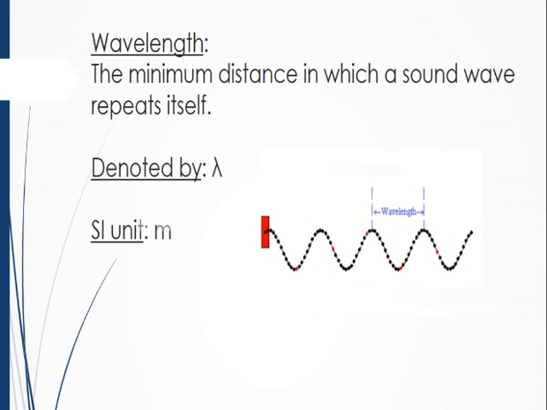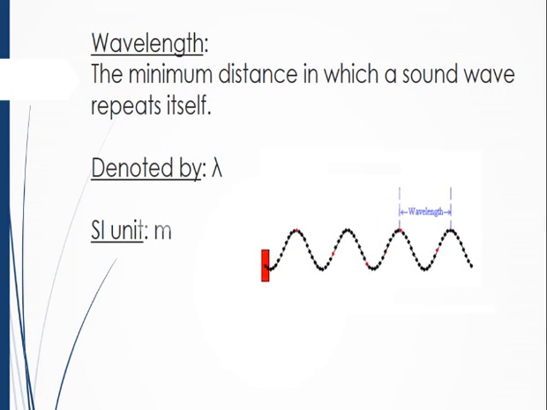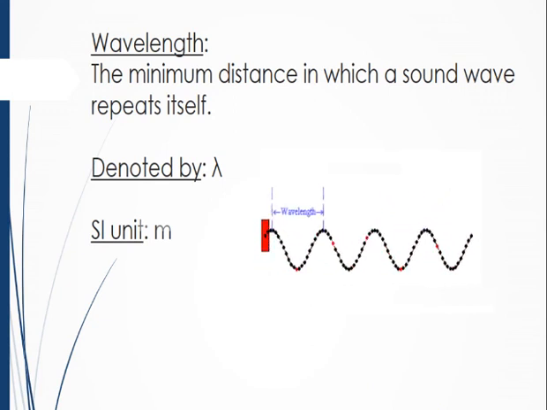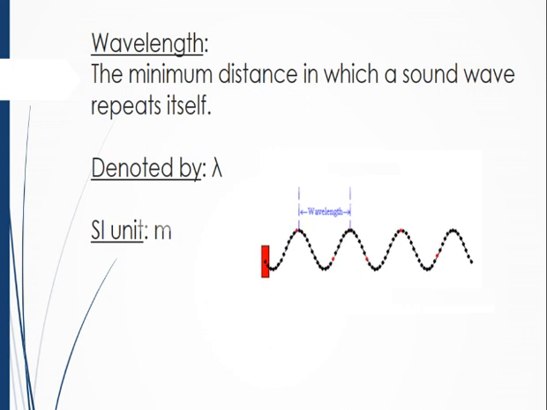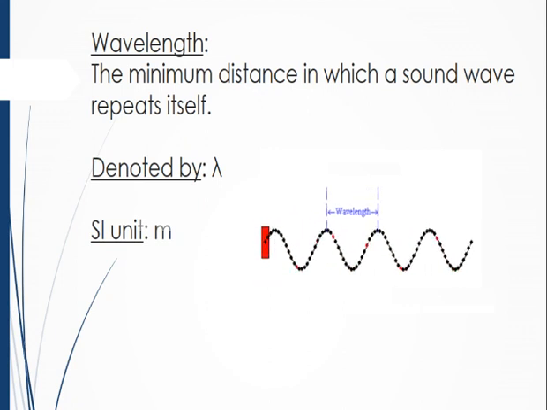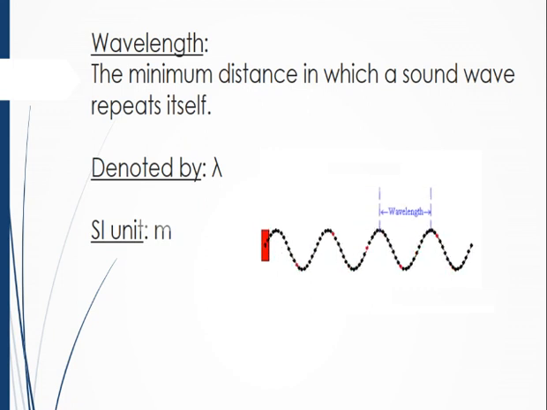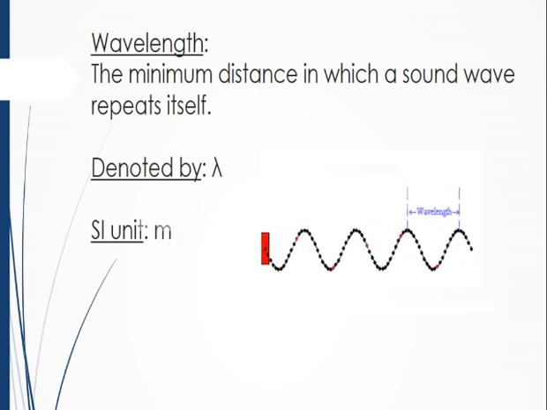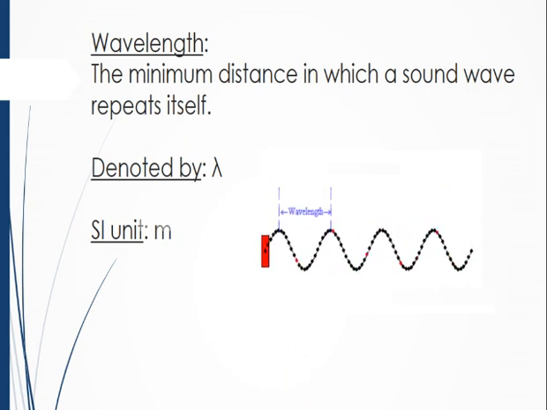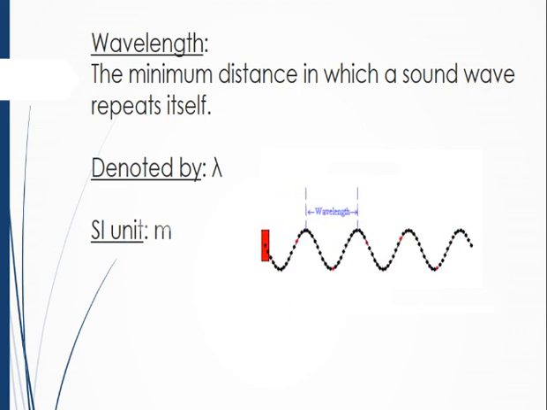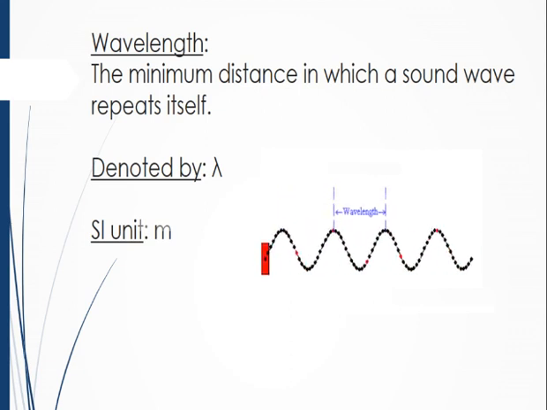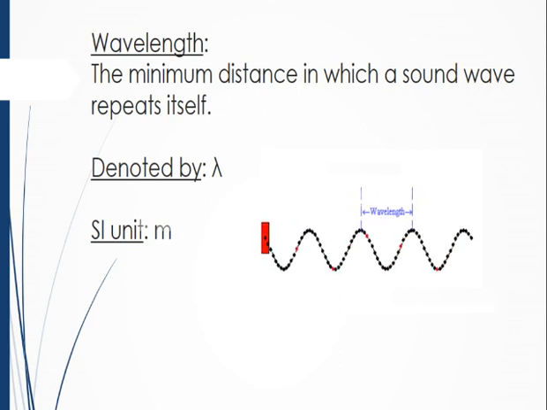The minimum distance in which a sound wave repeats itself is called its wavelength. In simple words, it is the length of one complete wave. The wavelength is denoted by the Greek letter lambda. In a sound wave, the combined length of a compression and an adjacent rarefaction is called wavelength.